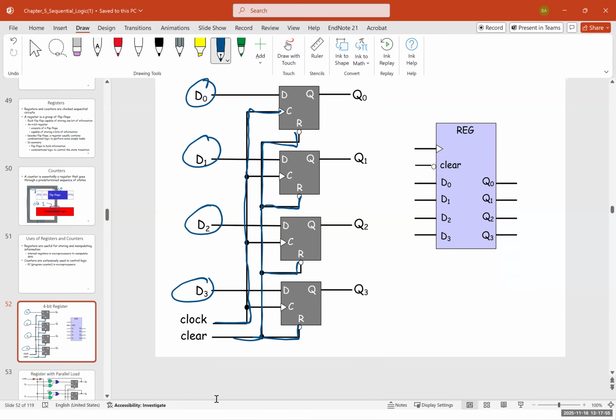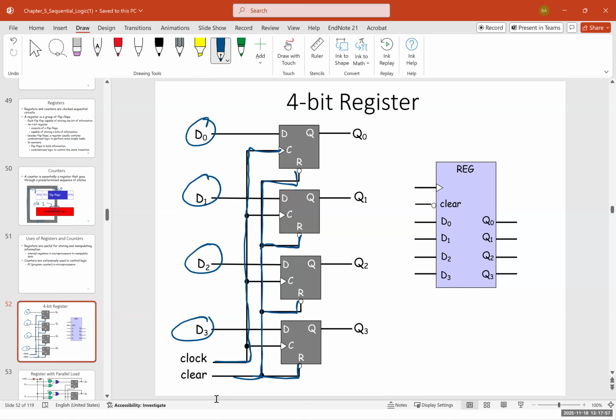So this is a 4-bit register. It can store 4 bits of data. So for example, if D0, D1, D2, D3 are 1, 0, 1, 1, or 0, 1, 1, 0, it could store this number. And as long as we power it, by the way, this picture doesn't show the power, as long as we power these registers, it's going to keep the data.